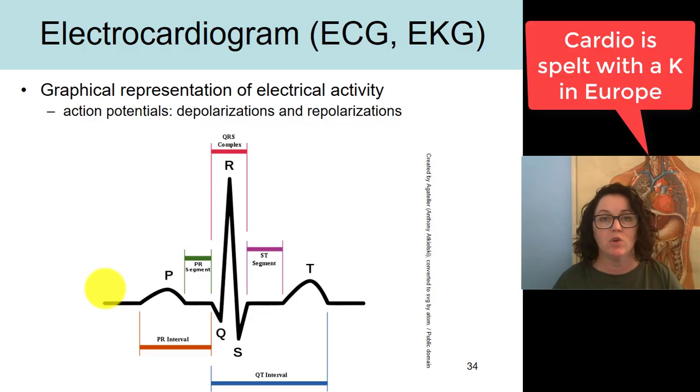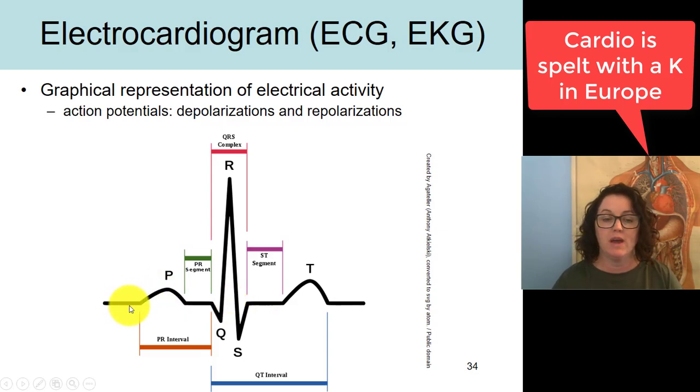We can look at the electrical activity of the heart in another way. An EKG is a graphical representation of the heart's electrical activity. Basically, an EKG is showing us the depolarizations and repolarizations that occur during the cardiac muscle cell action potential. So this is a very idealistic, simplified version of a normal EKG.